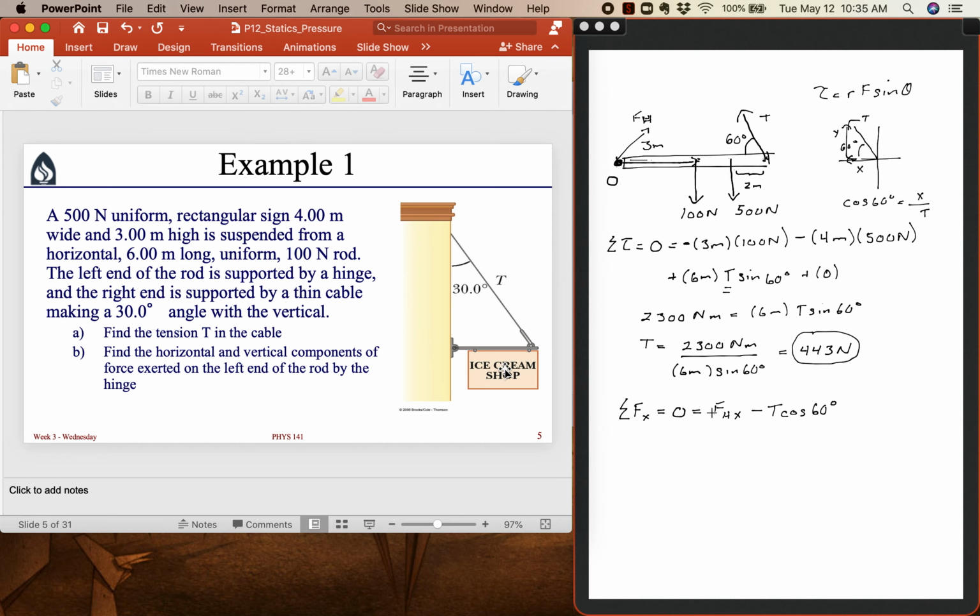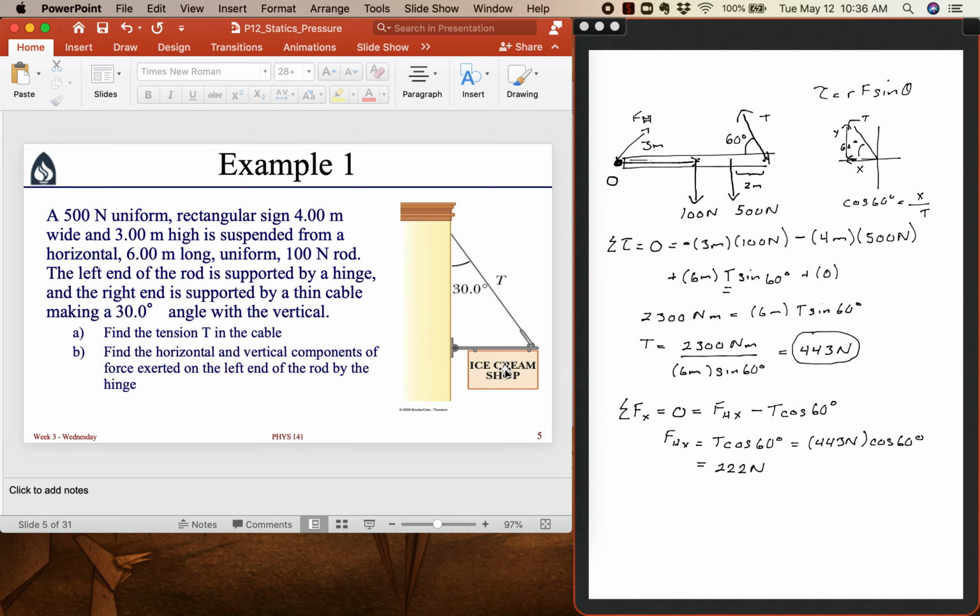So in order to find the x component of the hinge force, I just need to take this to the other side of the equation. I know what T is. So the x component of the hinge force then is going to be T cosine 60 degrees, and T is 443 newtons times the cosine of 60 degrees. So the x component of the hinge force then would be 222 newtons. So there's my x component.